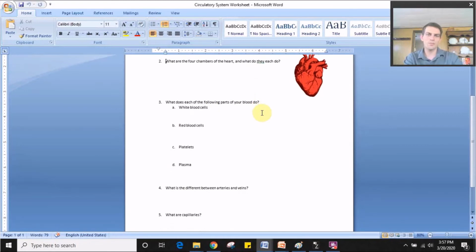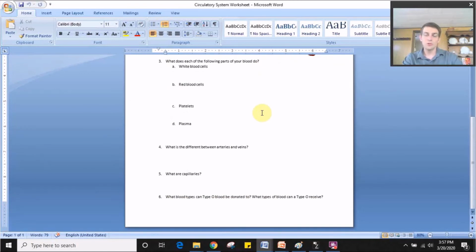Now, each of the following parts of your blood, what do they do? So white blood cells, those are your immune cells. They attack germs and pathogens and bad things that you don't want in you. Red blood cells carry oxygen throughout your circulatory system. Platelets form blood clots when a blood vessel is damaged to stop you from bleeding out. Plasma is the liquid that everything is in, and it dissolves some important substances that your body needs.